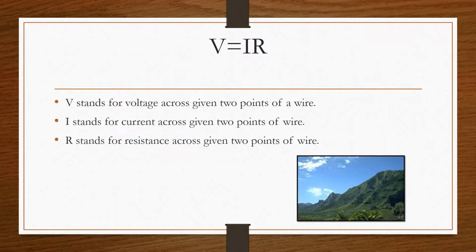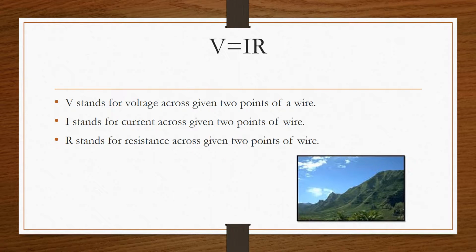Ohm's law states that the voltage across two given points of a wire is directly proportional to the current passing through it. When we remove the proportionality sign, we get R, which stands for resistance, as the constant. Resistance of a wire is the difficulty with which it allows current to pass through it.